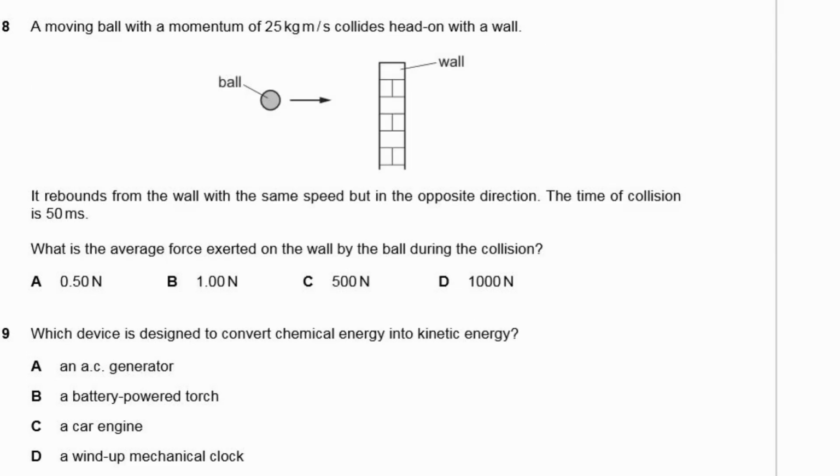Question 8. A moving ball with momentum of 25 kilograms meters per second collides head-on with a wall. It rebounds from the wall with the same speed but in the opposite direction. The time of the collision is 50 milliseconds. What is the average force exerted on the wall by the ball during the collision?